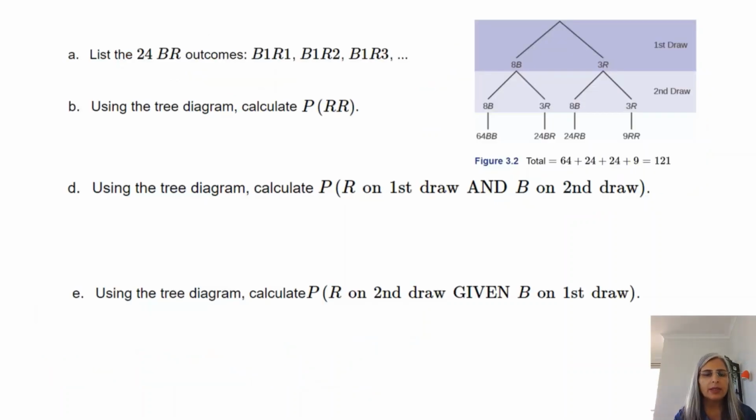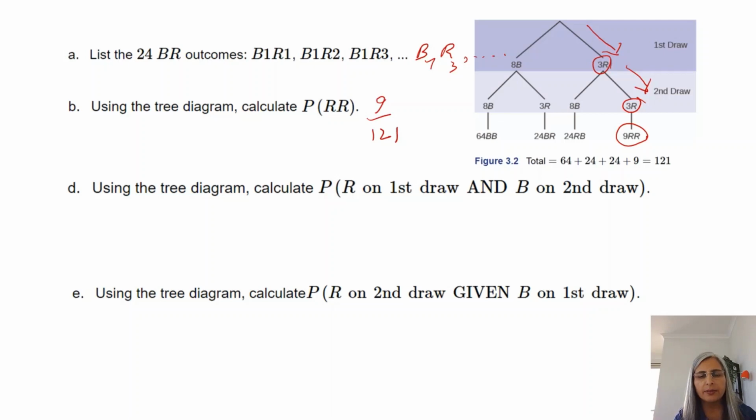Now we answer some questions regarding the diagram we just discussed. In part A, we want to list the 24 BR outcomes, which means that we want to see something like B1R1, B1R2, B1R3, or at some point, since there are 8 blue and 3 red balls, you could have something like B7R3, and so on. In part B, we use the tree diagram to calculate the probability of the RR combination. And if you remember, the RR combination would be going this way, 3R times 3R, and the probability is 9 for RR. And this is out of the total probability, which is 121. So 9 out of 121.